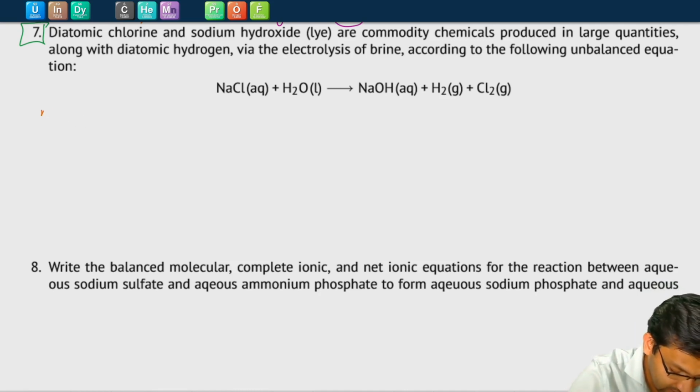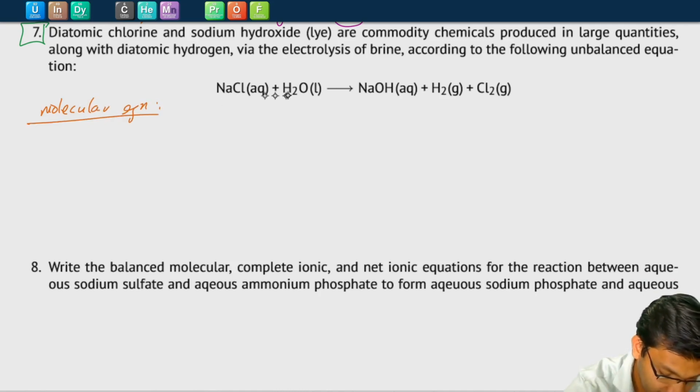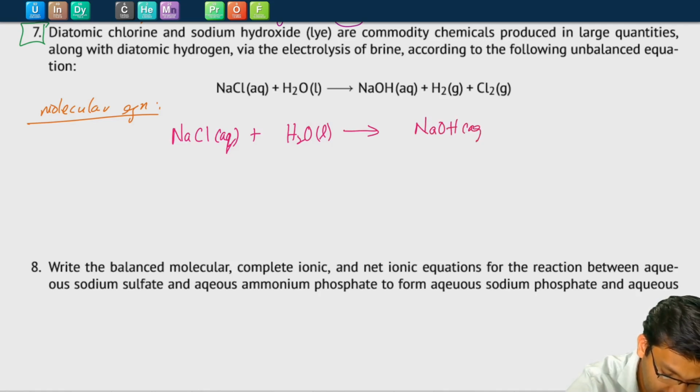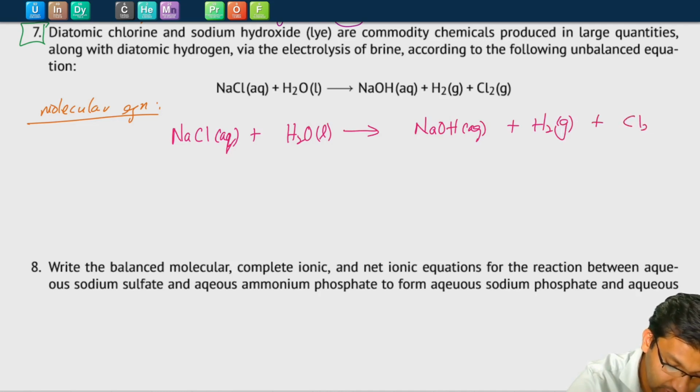Okay, let's start with the balanced molecular equation. We have NaCl plus H2O goes to give us NaOH, H2, and Cl2. Alright, so let me just write that down first. NaCl aqueous plus H2O liquid goes to give us NaOH aqueous plus H2 gas plus Cl2 gas.